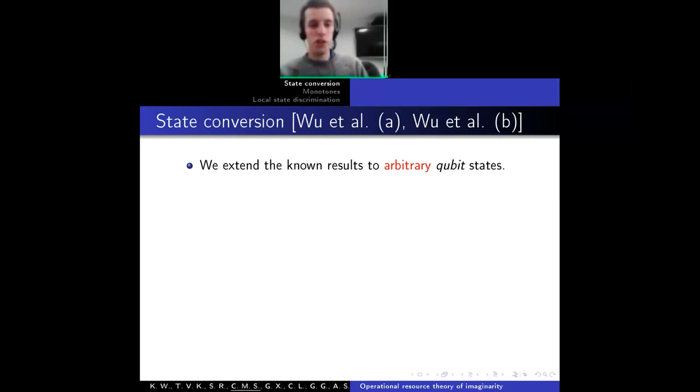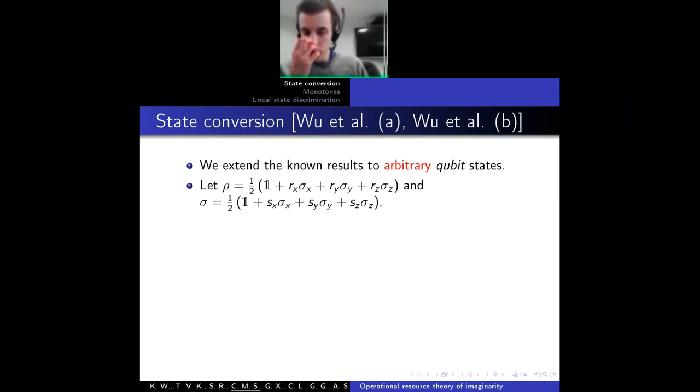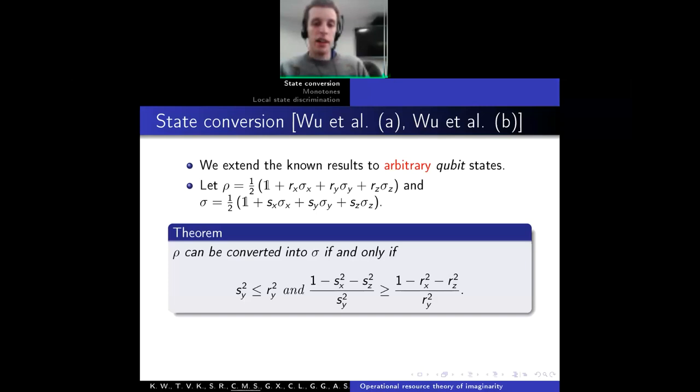So in order to understand what the condition looks like, we write the two states, one we want to convert into the other, as a linear combination of the Pauli matrices. In other words, you see that rho has these R coefficients, sigma has these S coefficients, and essentially these R and S are the Bloch vectors of these two states. With techniques similar to those used in a similar problem in coherence, we are able to prove this result here. So essentially, we can convert rho into sigma if the entries of the Bloch vectors of these two states satisfy these inequalities.